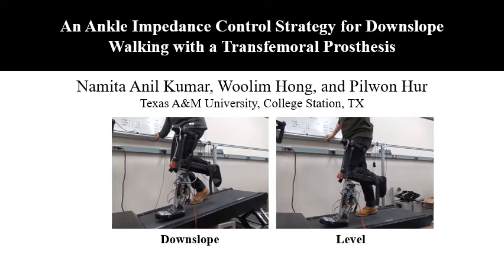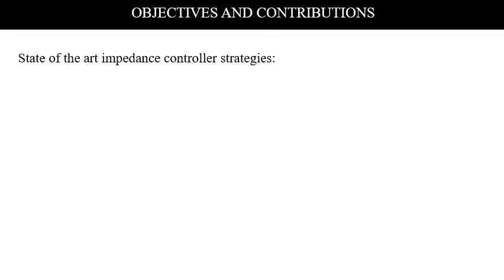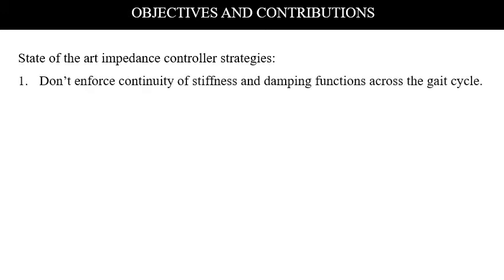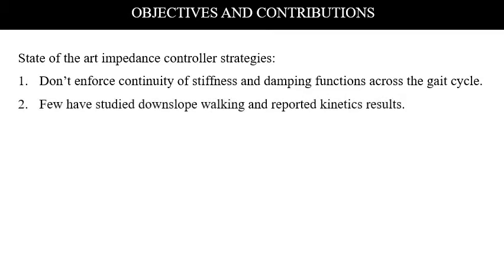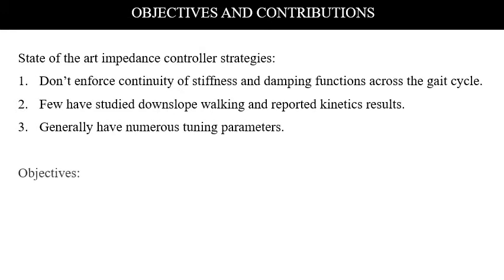We present to you an ankle impedance control strategy for downslope walking with a transfemoral prosthesis. The current state-of-the-art impedance control strategies don't enforce continuity of stiffness and damping functions across the gait cycle. Few have looked into downslope walking and reported gait kinetics. Generally, they have numerous tuning parameters.